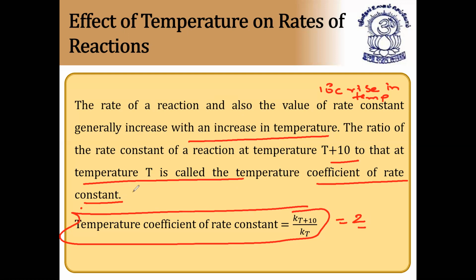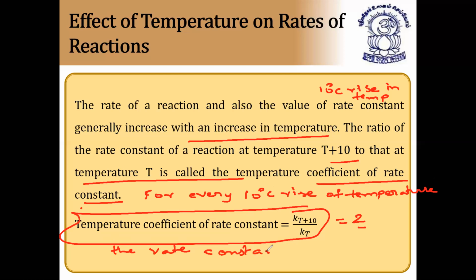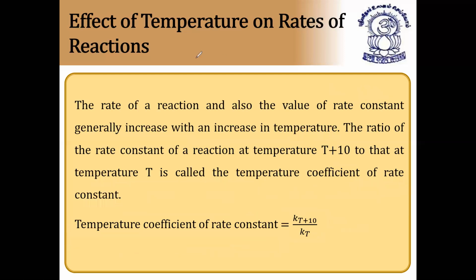Means by this what you can understand, for every 10 degrees C rise of temperature, this sentence is very important, for every 10 degrees C or 10 Kelvins rise of temperature, the rate constant almost doubles. That is, the K value is doubled, because the temperature coefficient value is 2 after observations. So this is very, very important. This is called effect of temperature on the rates of reaction.